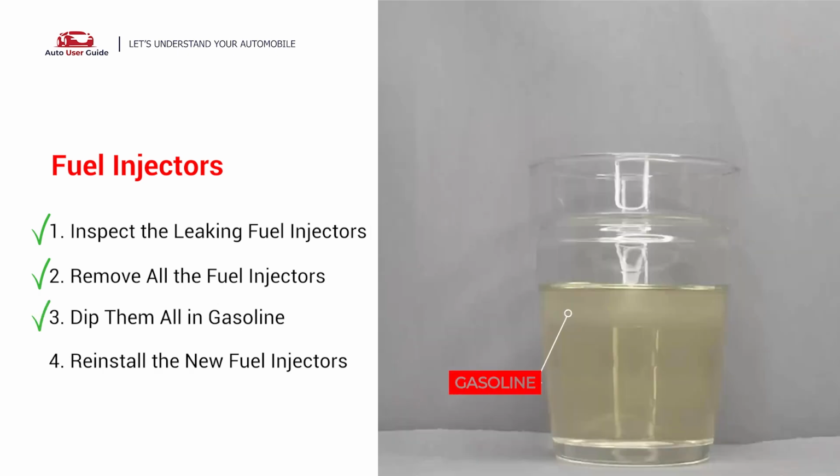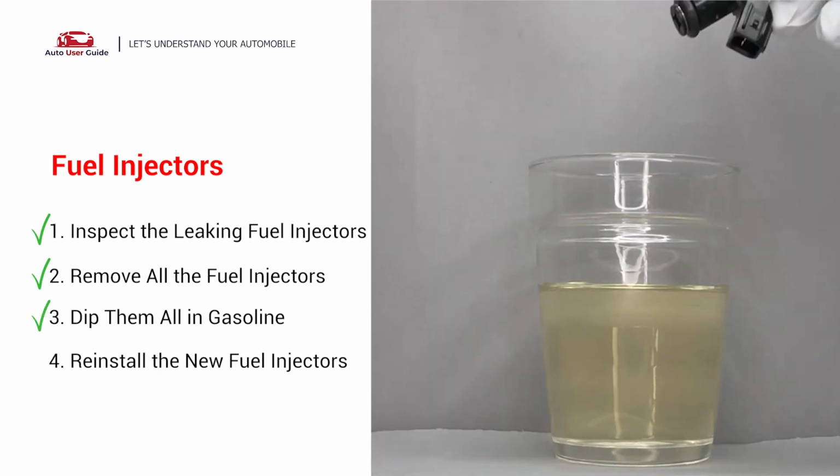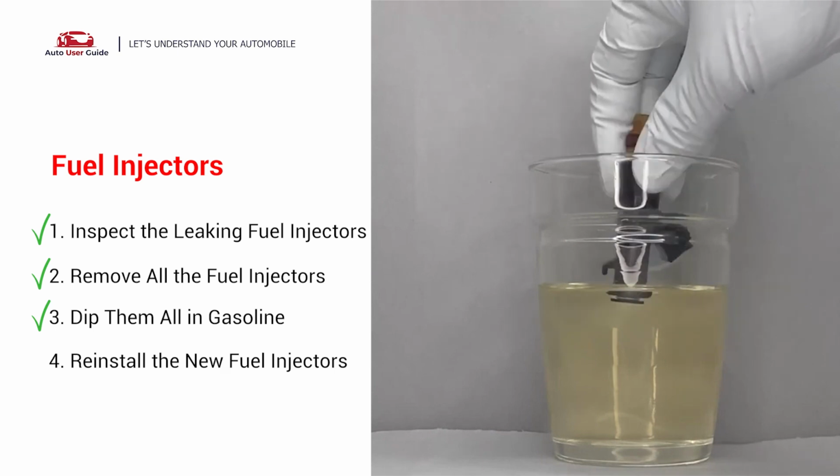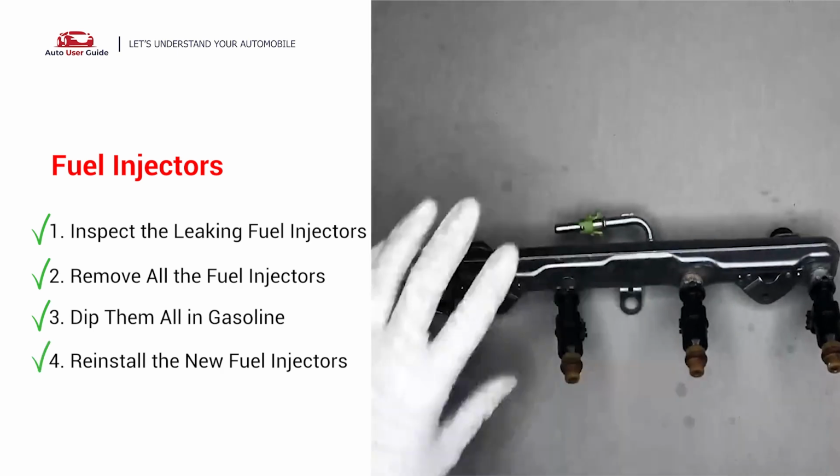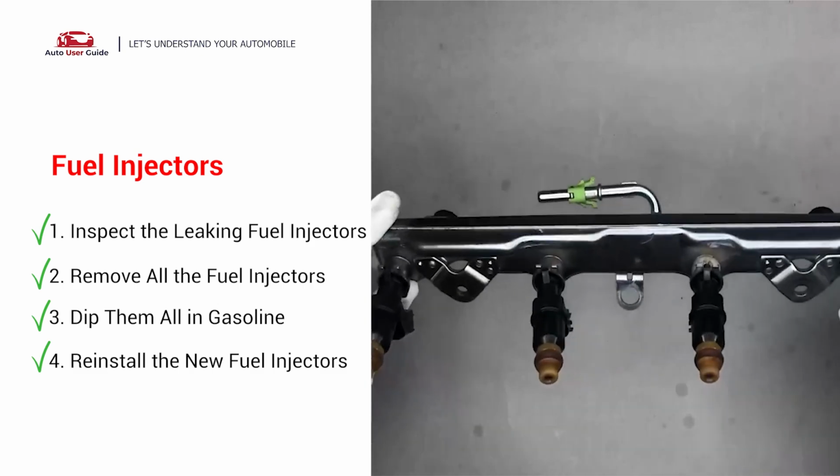To prevent leaking, get some gasoline, put it in a cup, and then dip the new fuel injector into it. So the seals may get wet with gasoline, and it will go in and won't leak. After all, just slide all the new fuel injectors in.